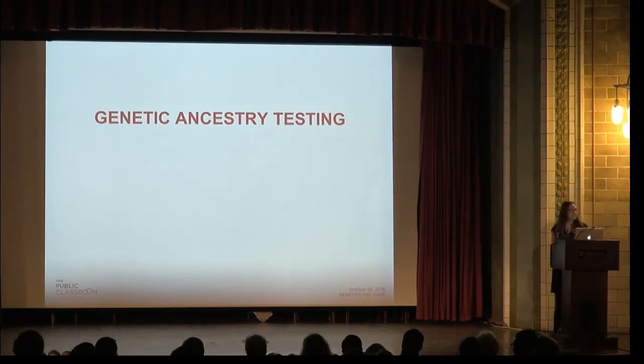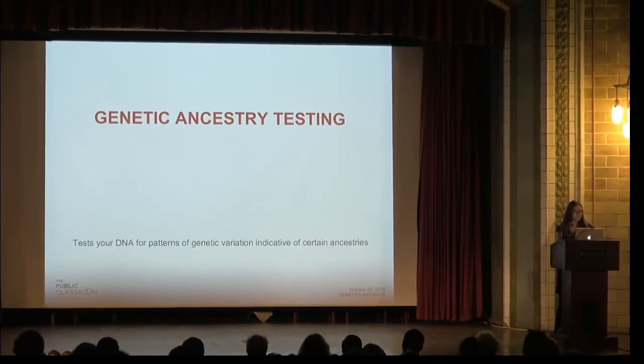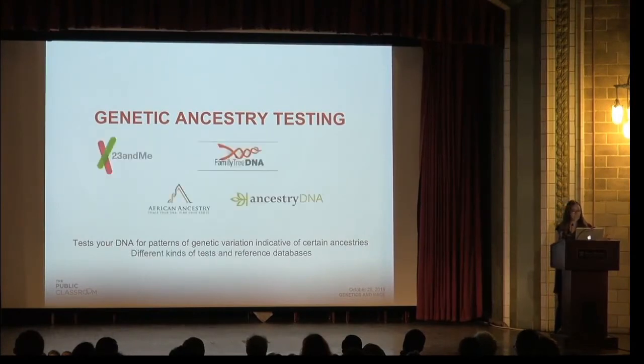So I'm going to switch gears a little bit, and now we're going to talk about genetic ancestry testing. I'm sure you guys have heard of genetic ancestry testing before. It tests your DNA for patterns of genetic variation indicative of certain ancestries. Companies like 23andMe, Family Tree DNA, African Ancestry, Ancestry DNA, all will test your DNA. They'll do different kinds of tests, but they also have different kinds of reference databases. So if you submit your DNA to more than one of these companies, there is a chance you may get something slightly different. And this is something I'm sure will come up in our panel discussions further on.